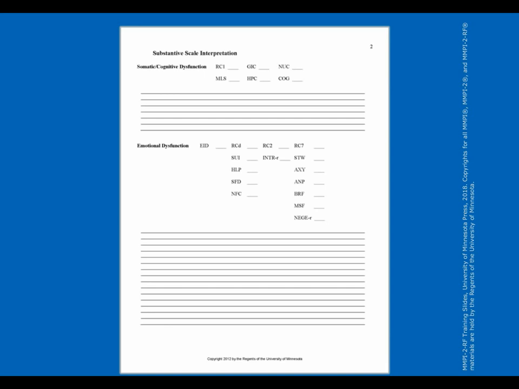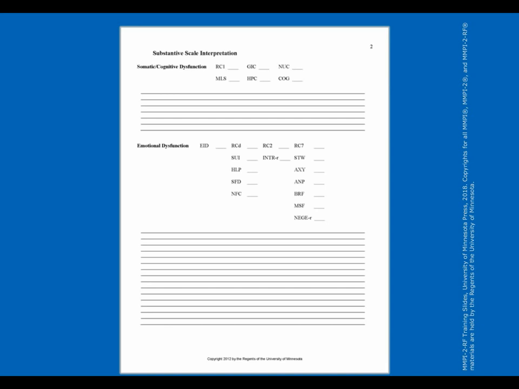Now, the MMPI-2-RF is also organized hierarchically in terms of its substantive scale structure. You've learned earlier that the higher order scales are the broadest level of measurement. The RC scales are a more mid-level of measurement, and the specific problem scales are narrower measures of substantive constructs. And we see this play out in the interpretation of the emotional dysfunction domain.